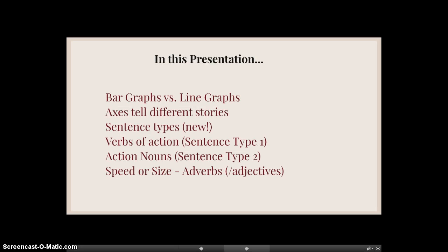We're going to look at the differences between bar graphs and line graphs, then we're going to jump straight in on how to read it. I'm also going to introduce you to the different types of language we use in a line graph description. So if you're ready, come along.